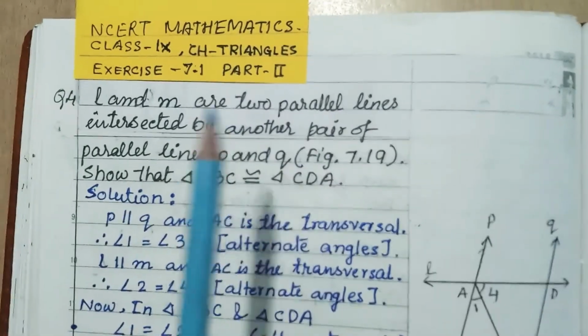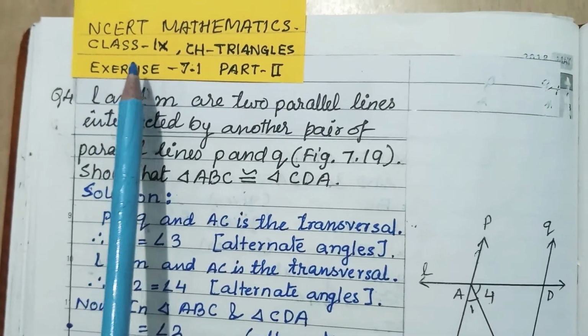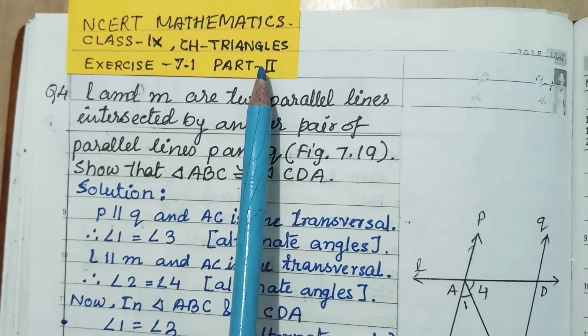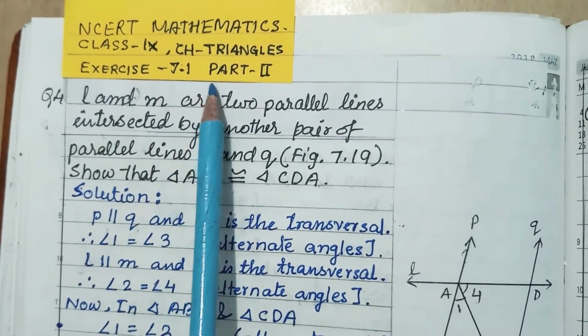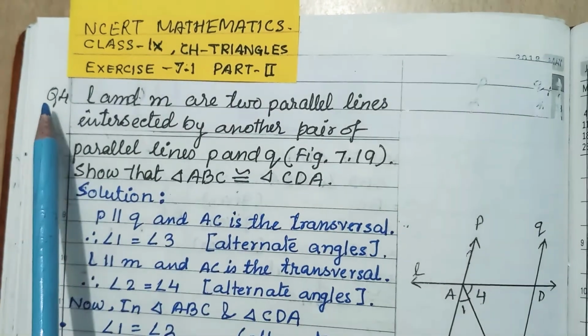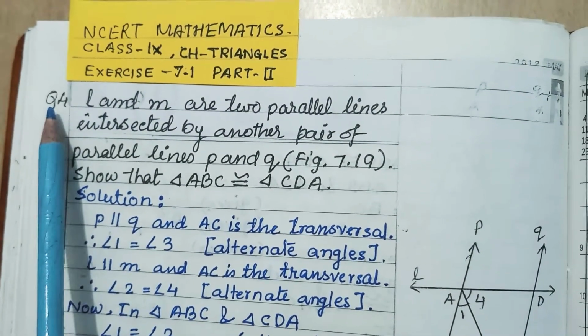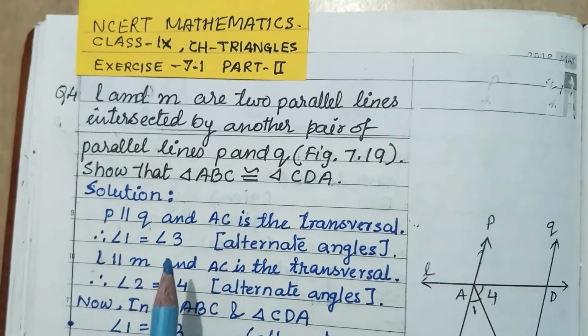Hi, today I will take your class 9 triangles, Exercise 7.1 part 2. In part 2 I will explain you question number 4 to question number 8.